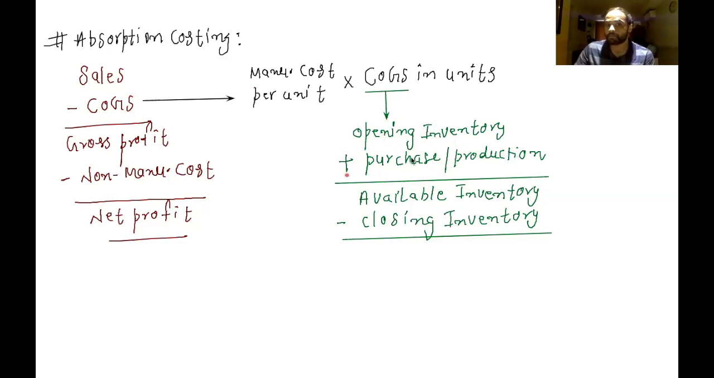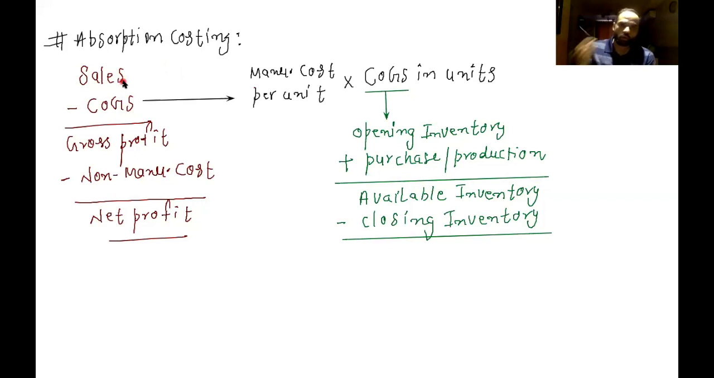So opening plus production is available inventory minus closing. Whatever is left, that we sell. So we calculate the cost of what we sell according to matching principles, your financial accounting. So this is the way to estimate your gross profit, and minus non-manufacturing cost. And you know that we don't have a specific method to calculate non-manufacturing cost. Generally, non-manufacturing cost is given in your question.